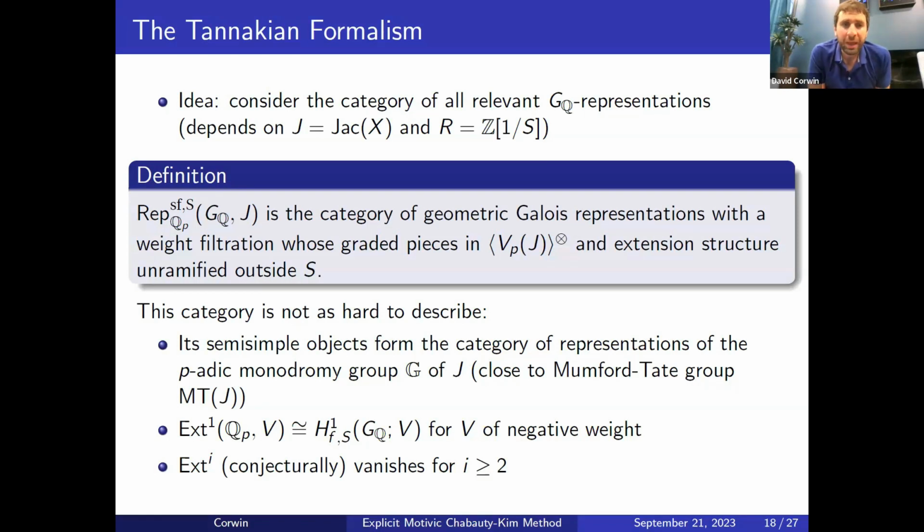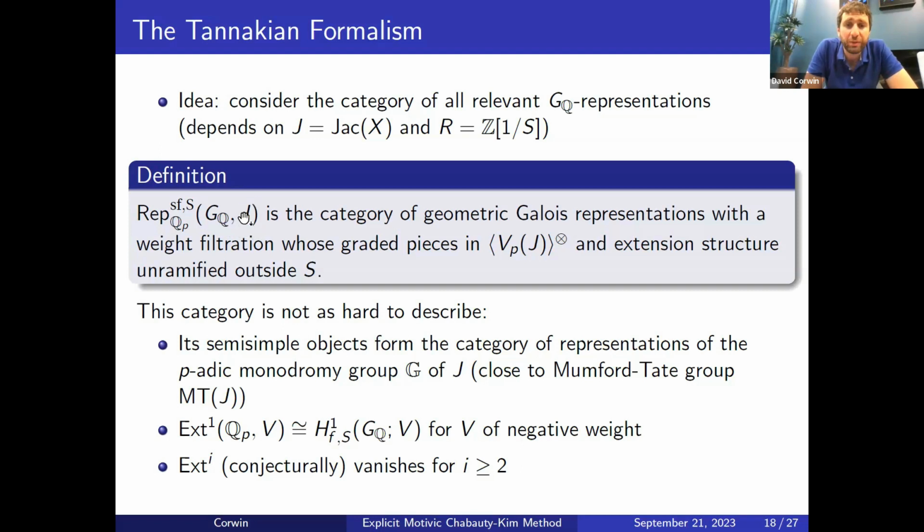And also when I say relevant, I mean not all representations satisfying the correct local conditions, but representations that are closely related to the given curve. In particular, that are iterated extensions of tensor powers of the Tate module of the Jacobian of X, where X is our curve. So, precise definition, I define this category Rep SFS, Q_p, G_Q, J. So it depends on this J.